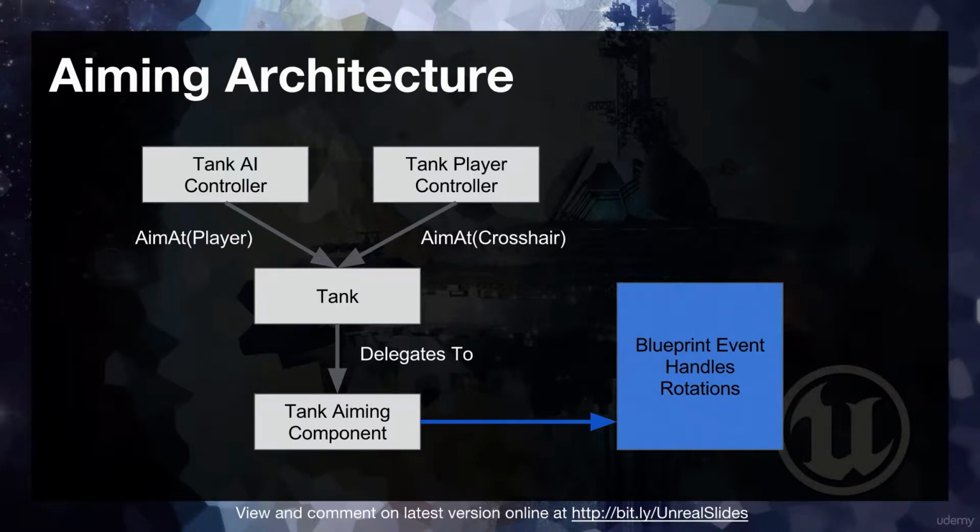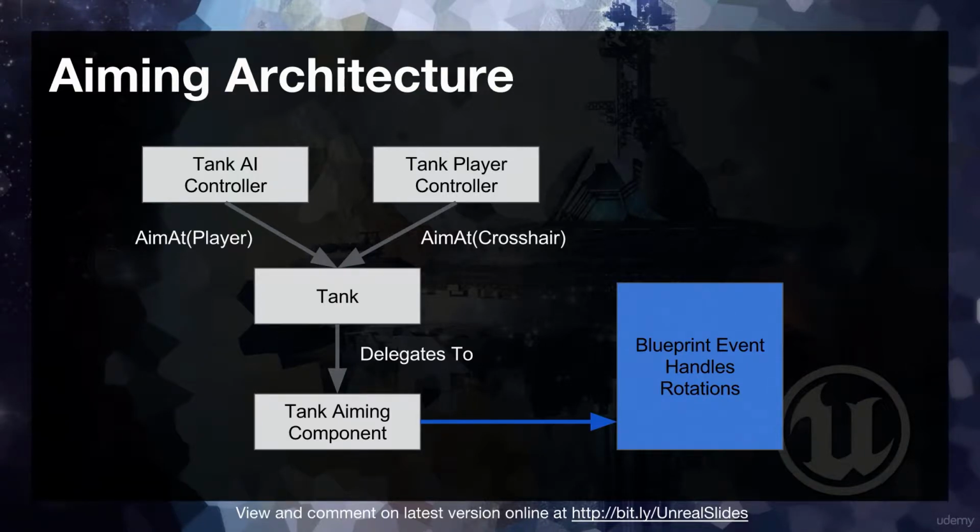Although there's a bit of a subtlety there, of course, because the crosshair is in 2D space, and if you project from the camera through the crosshair to the world, then you're talking about a 3D space. So we'll deal with that when we get to it, but we're basically saying aim at where this crosshair is pointing at in the world. And then the tank is going to receive that and say, well, okay, that's fine, but I'm going to delegate that functionality down to my tank aiming component.